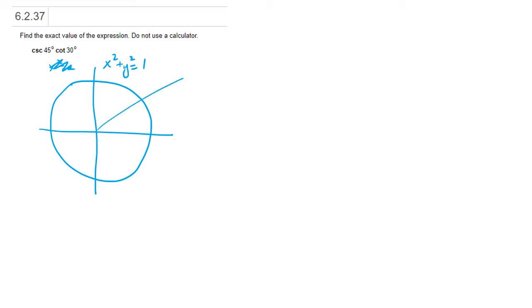And again, I've got a 45-degree angle, that is important, and a 30-degree angle, that is important. However, we've already found, in the previous problem, the coordinates of these points. So this point right here had coordinates root 2 over 2, comma root 2 over 2. And this point right here had coordinates root 3 over 2, comma 1/2. We don't need to redo the work, we've already done it.